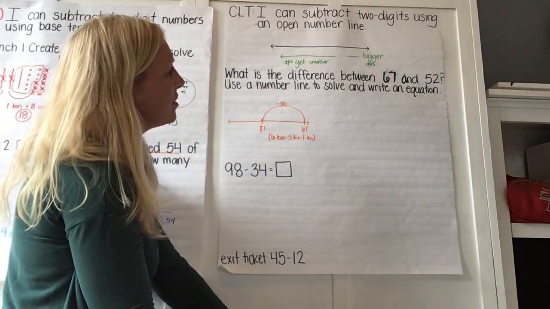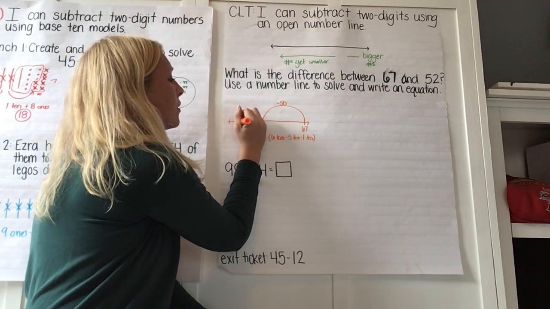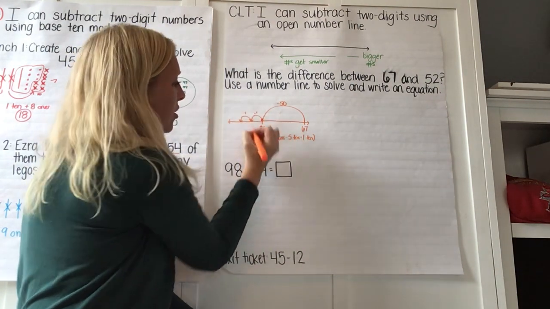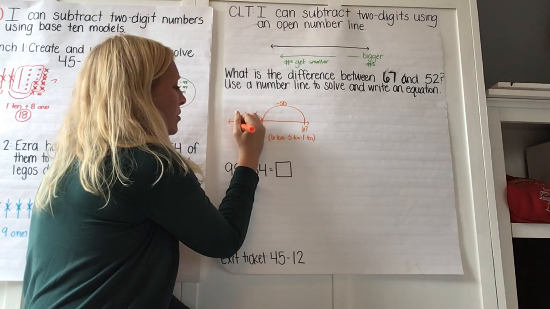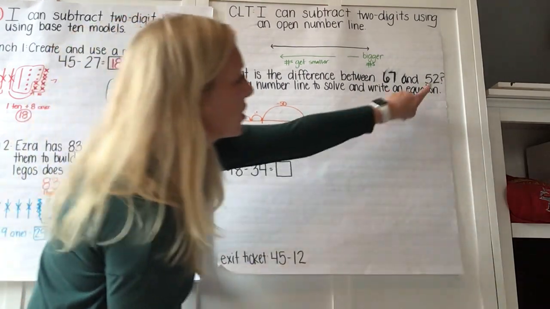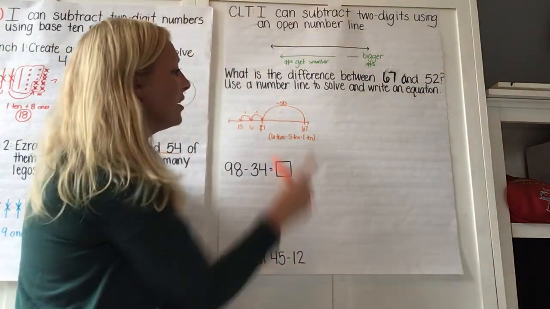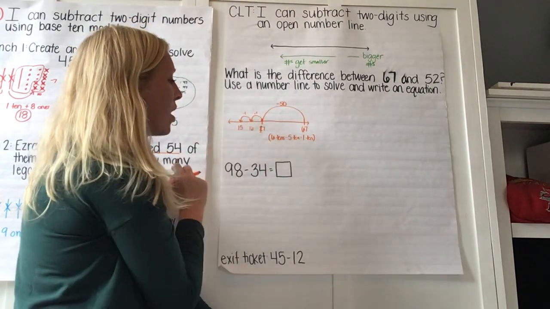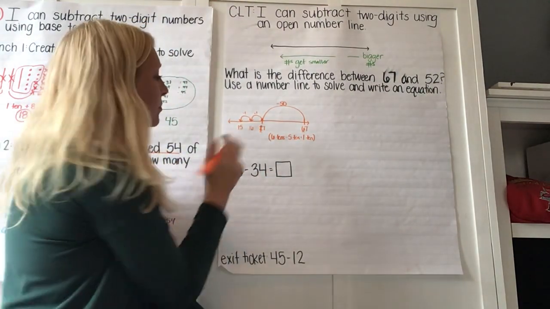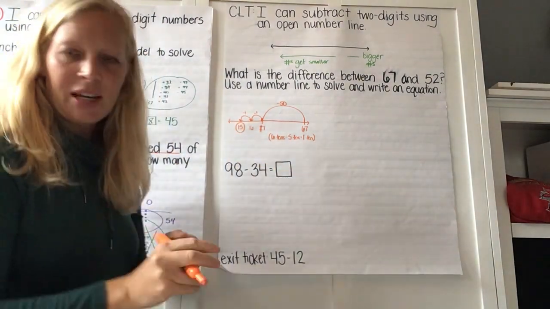Okay, what did you do next? Why did you take away 2 jumps? Why did you make 2 more jumps? Because it was 52. All right, so taking away 5 tens are 50, and then 2 ones. And what did you land on? 15, okay? So let's take a peek at this work.